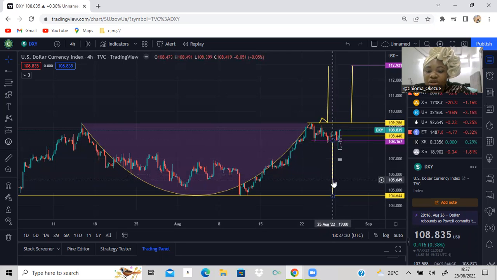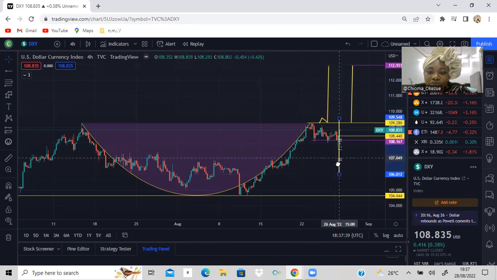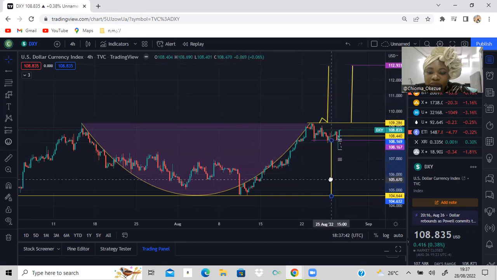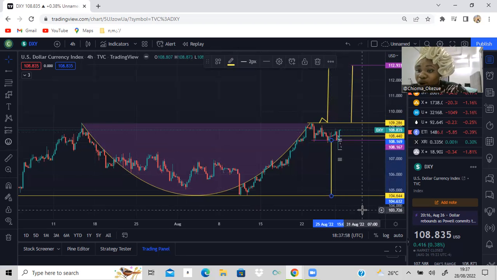Measure it and take this same measurement and place it from the top of the teacup. There you know where your next destination is. It's called the measured move. You use this move even in the bullish flag patterns that are continuation patterns, like the bullish flag and the bearish flag. We use measured moves. So the pole of the flag is usually almost equal. So we always use it to measure our TP.